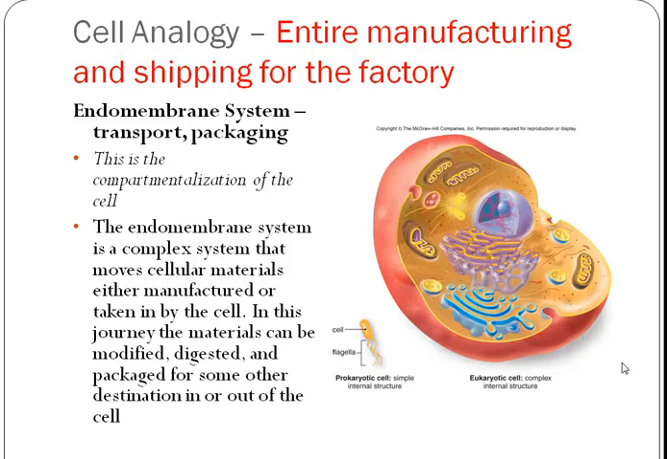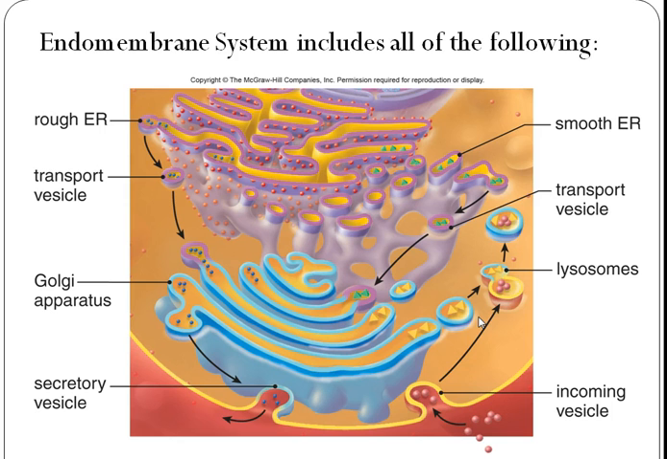Okay, the next step in our cell analogy is the endomembrane system, and that incorporates all of these things here that we'll be talking about in a second. And if you think about it for your factory, it's the entire manufacturing and shipping for that factory. It makes whatever it's making and it ships it out to wherever it needs to go. It is going to include all of these things.